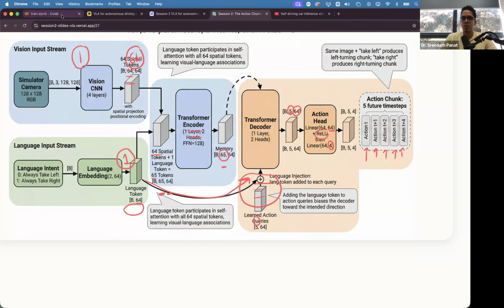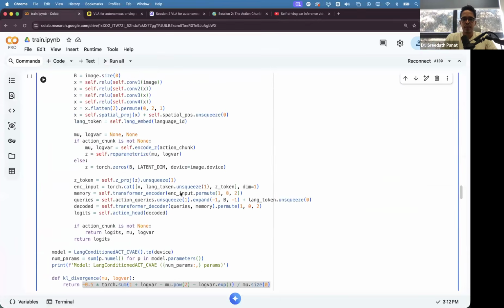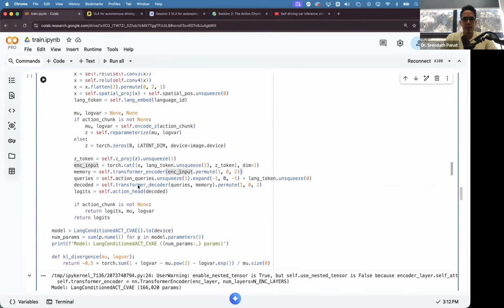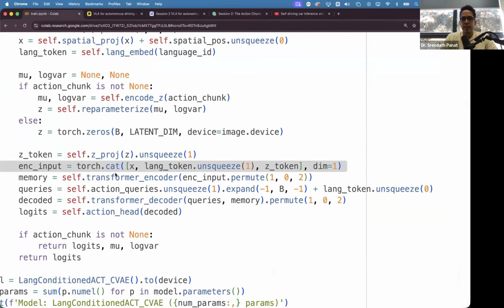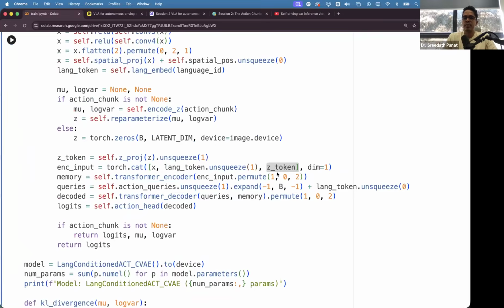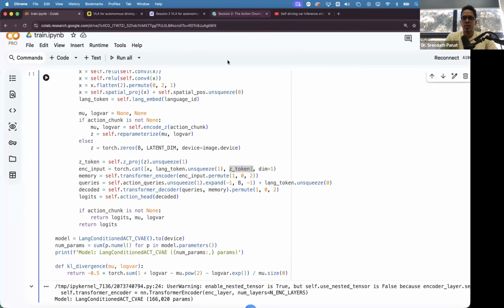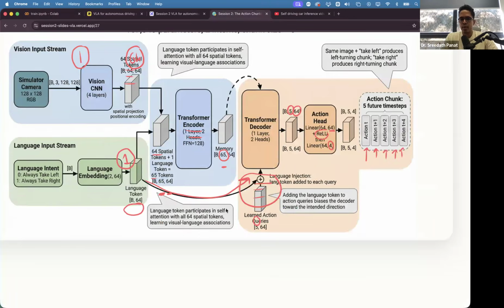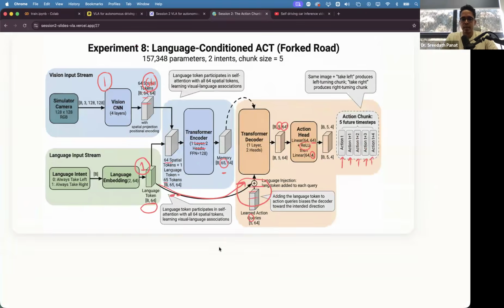You will also see that in the code. So in the code here, in this encoder input, torch.cat means torch.concatenate. This X is the image tokens. This is the language token, and this is the Z token. You are concatenating them together to produce 66 tokens. So I'll show you that architecture also. Now I don't even have to show you, you already understand, but I'll just show you.